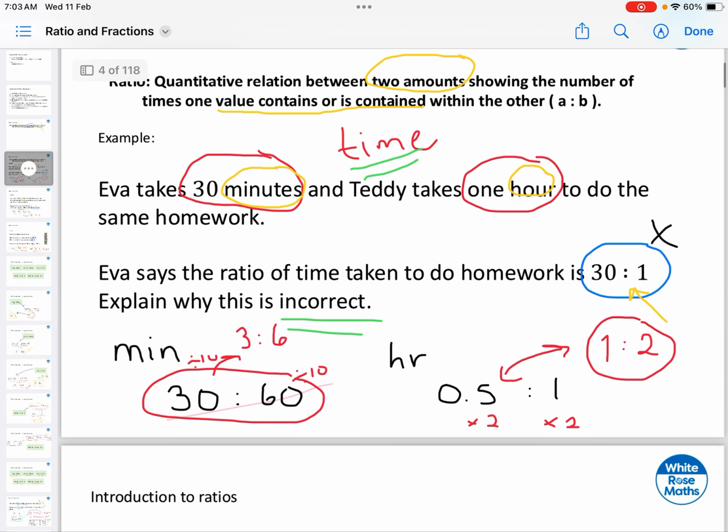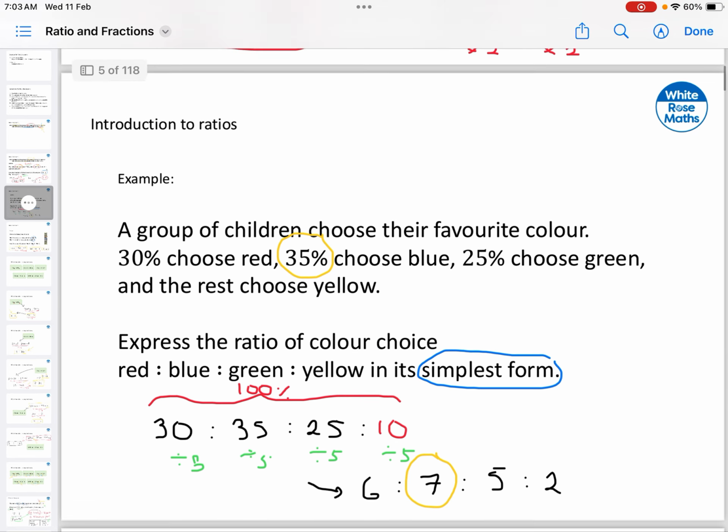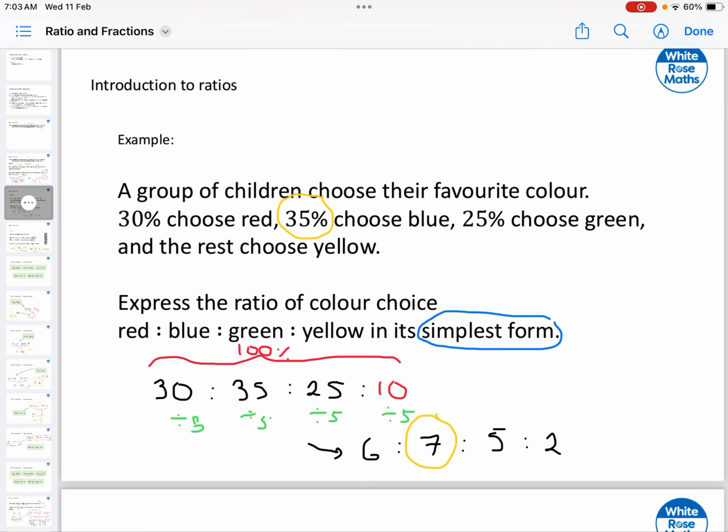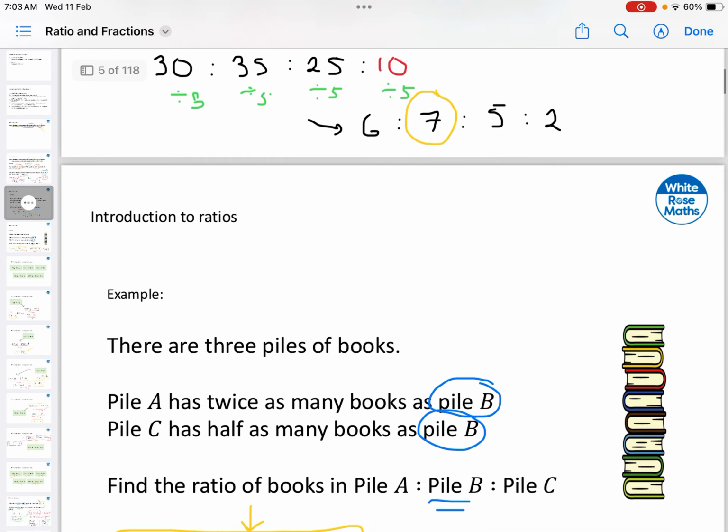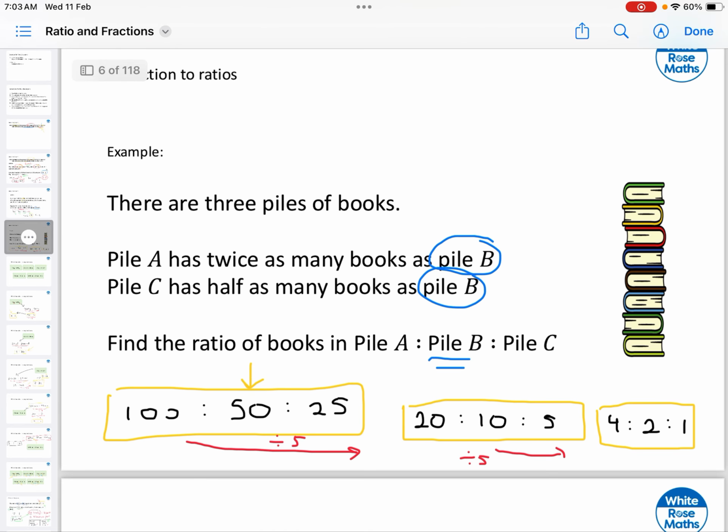Now, second important information: if you're going to compare amounts, you need to be sure that the amounts are using the same unit. So for example, on the very first exercise we worked together, we were comparing either minutes or hours, but there was a complete mistake by Eva when she was making a comparison, and both units were different. We even worked with the exercise on percentages. We even talked about piles of books.